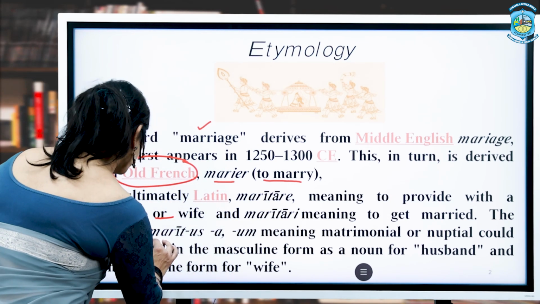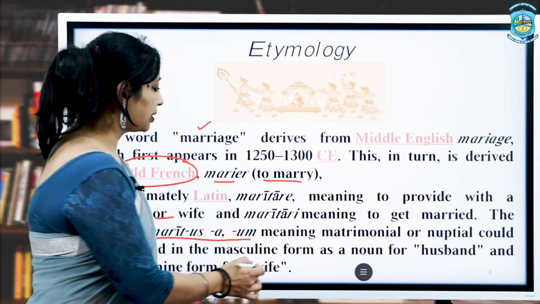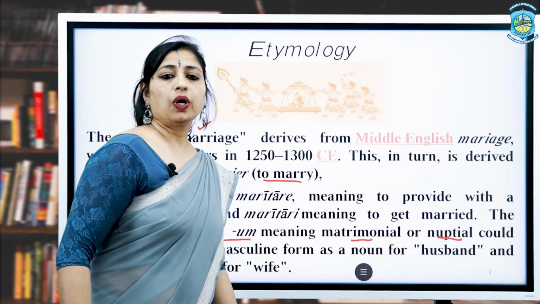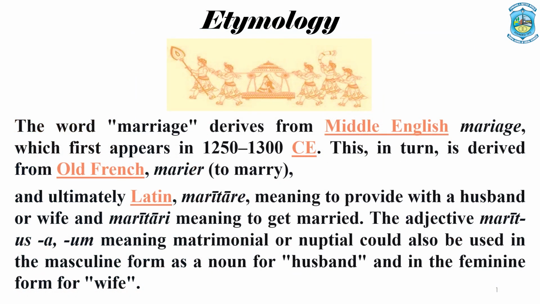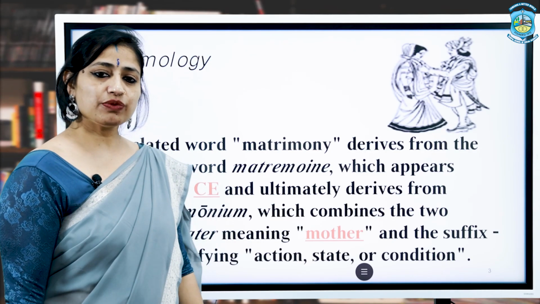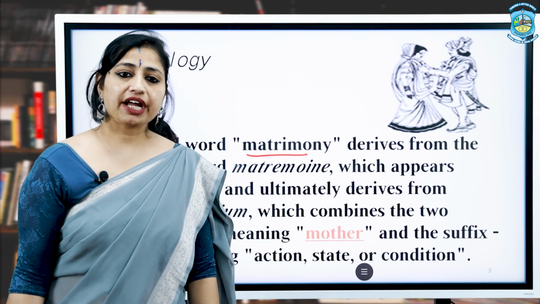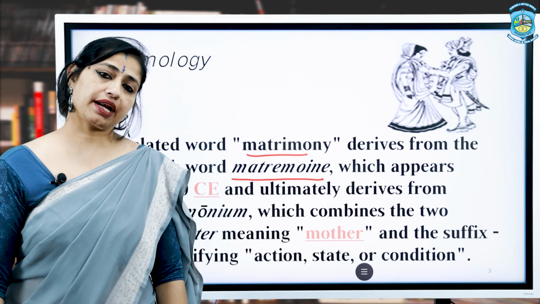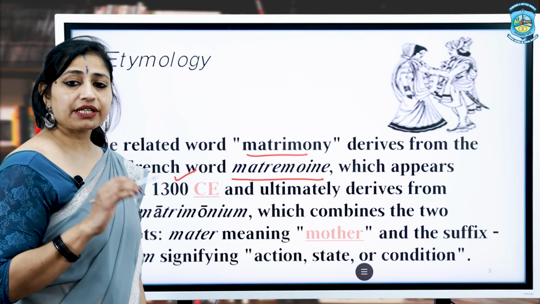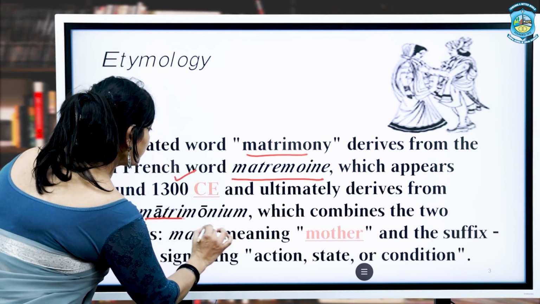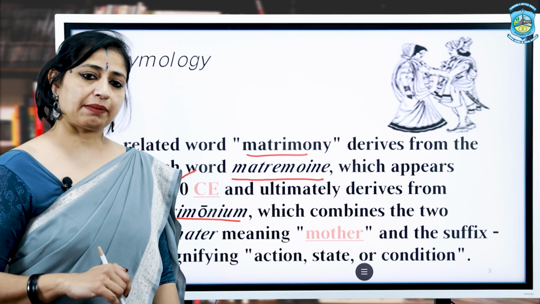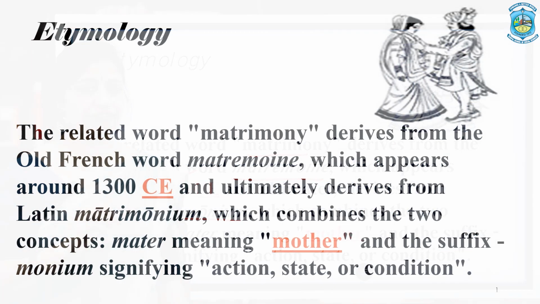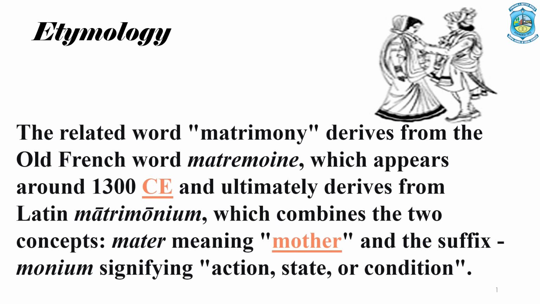The adjective maritus, meaning matrimonial or nuptial, could be the masculine form as a noun for husband and in feminine form as wife. The related word matrimony derives from the Old French word matrimonie, which appears around 1300 CE and ultimately derives from Latin matrimonium, which combines two concepts, mater meaning mother and the suffix monium signifying some kind of action, state or at times condition.